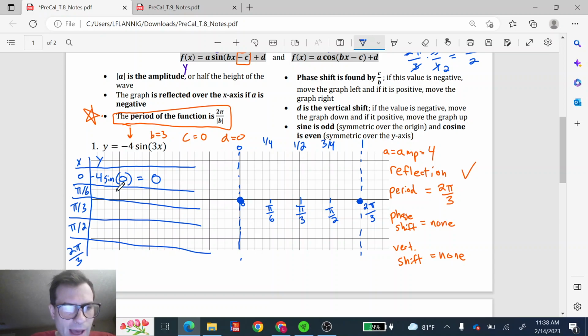And now we have pi over 6. So let's plug in pi over 6. So we have -4 sine, and we have to say, okay, what's pi over 6 times 3? Well, pi over 6 times 3 is pi over 2. So we say, okay, what's the sine of pi over 2? Pi over 2 is that top position. So the top position gives us 1 for sine. So 1 times -4 is -4. So we have -4 here.